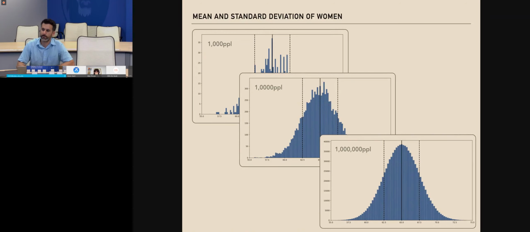You see that indeed most of the events are inside of these two columns. And if I make this bigger and bigger, 10,000 or 100,000 or a million, you see that the distribution becomes beautiful and Gaussian.